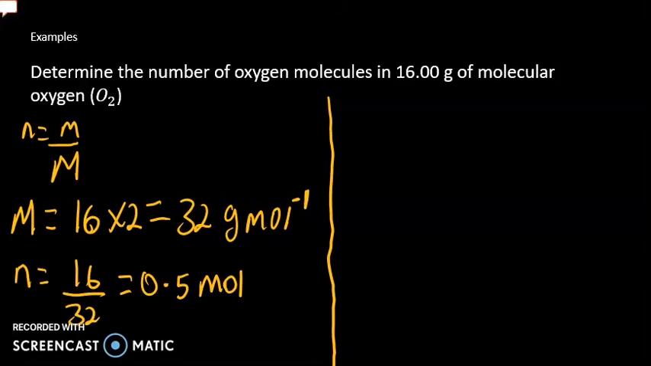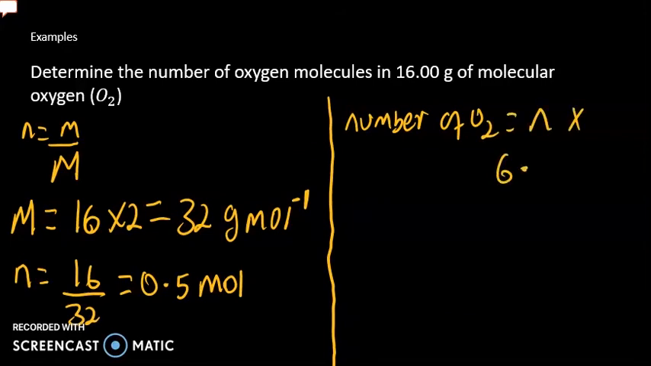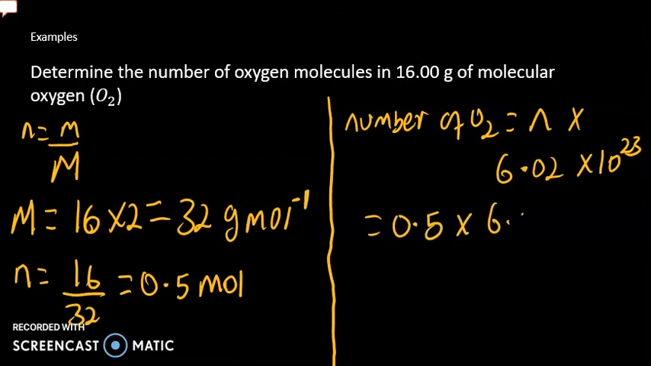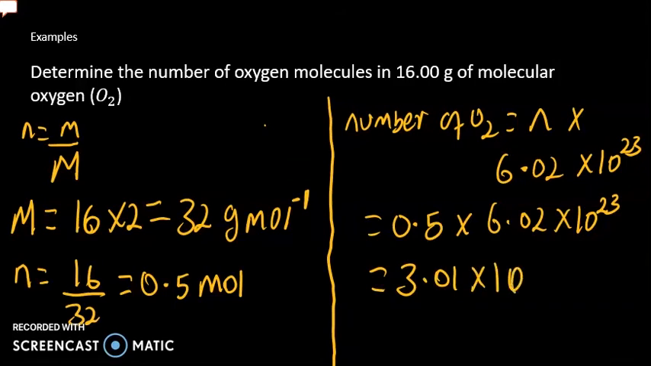So now we can find the number of oxygen, or the number of particles, by multiplying n times the Avogadro constant number. So which is 0.5 times 6.02 times 10 to the power 23. So that will give you 3.01 times 10 to the power 23 molecules of oxygen.